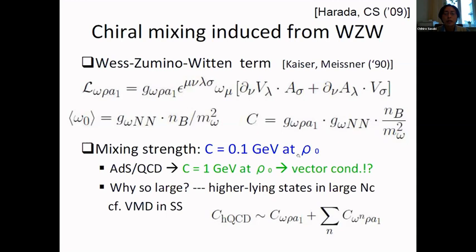Sorry for the different notations. Previously I have chosen 1 GeV, an order of magnitude higher. Why? Because this is the prediction from the AdS/CFT approach at the same saturation density. So there is a huge difference between them. It's problematic because if you take such an extremely strong mixing between the vector and axial vector states, then your ground state suffers from some instability.